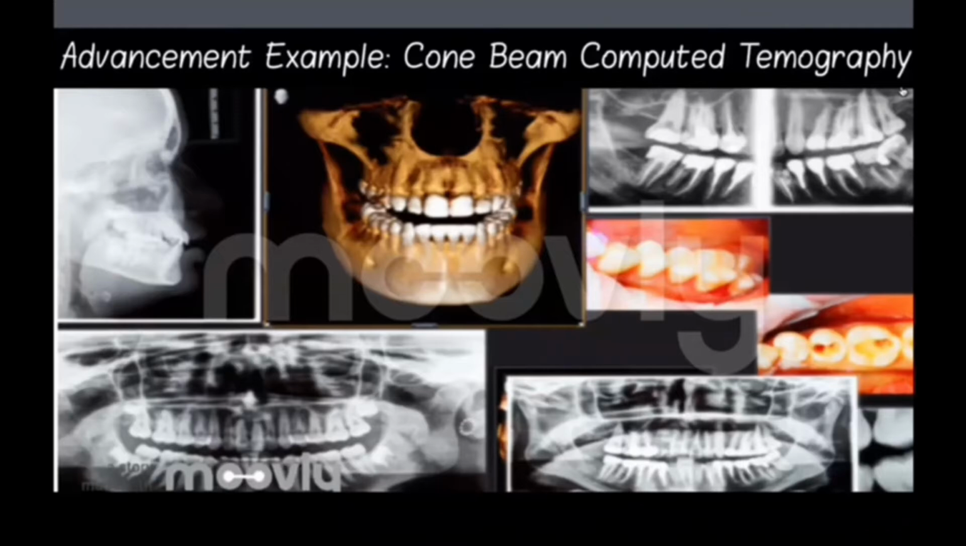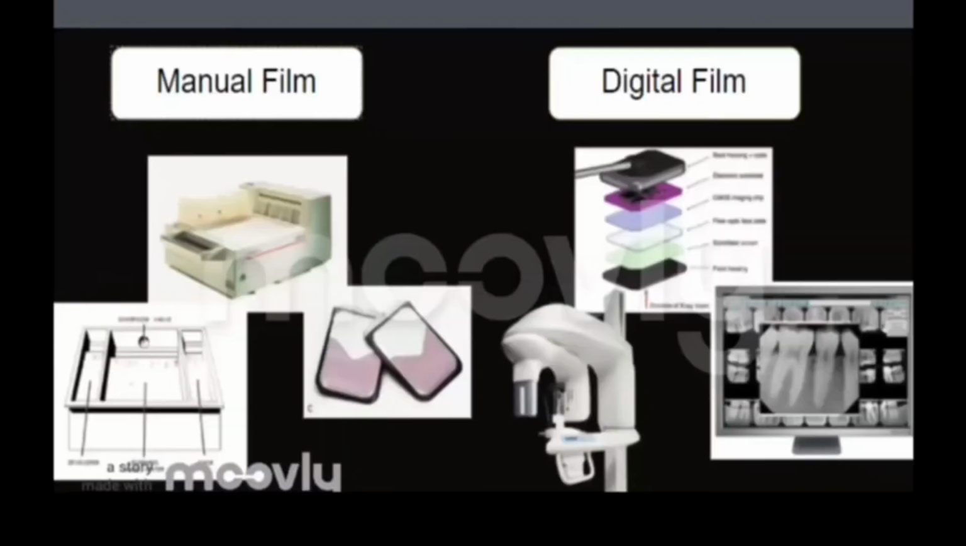So cone beam computed radiography is one of the newest and most expensive types of digital radiography available, yet it is quickly becoming one of the most useful. A scan in the area of interest is taken and the resulting image is displayed as image slices or 3D images of the area. So on this slide over here, we have the manual film versus the digital films.